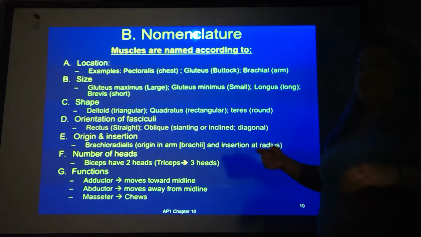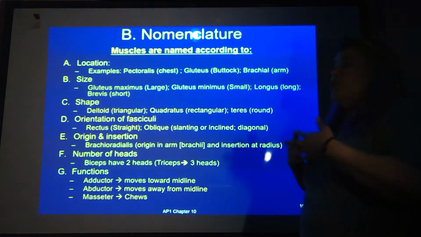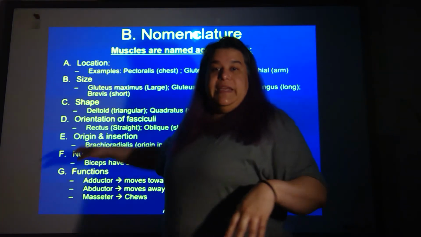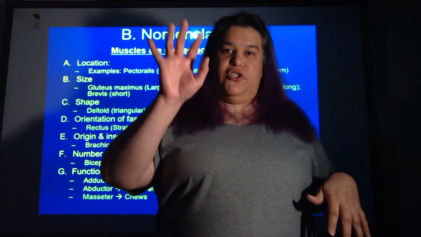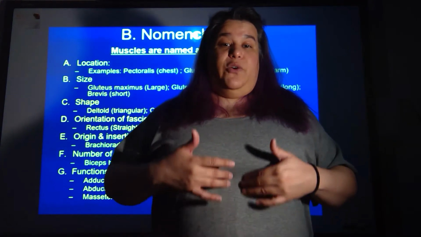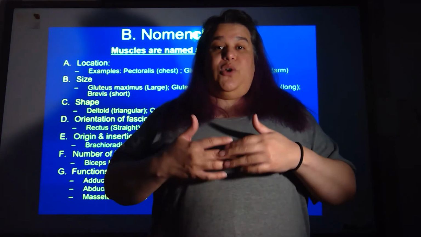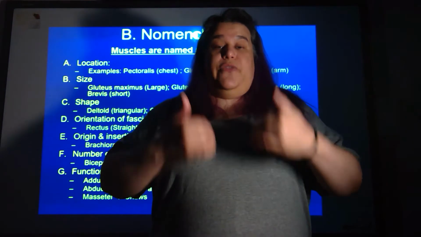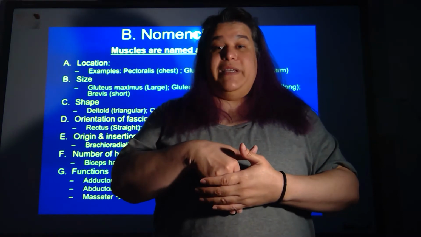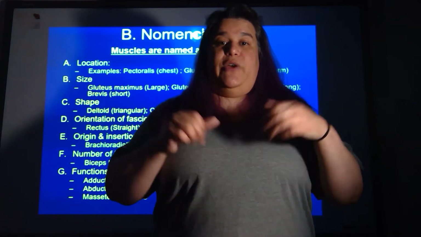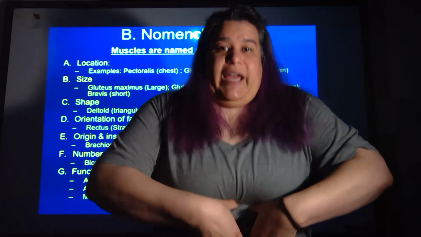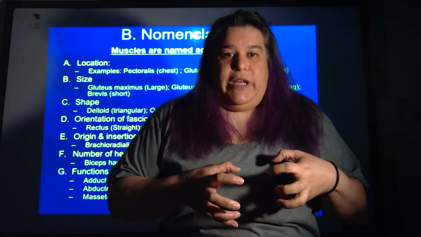The orientation of the fasciculi. So we just talked about that straight orientation. Rectus. These are going to have the fasciculi going in a straight line. You have several of these muscles. The one that you're probably the most familiar with is right here, and it's called the abdominal rectus because those fasciculi actually go from your sternum down to your pubic symphysis. So they're really straight. This is what we do this with, because those fibers actually help us to crunch down like that.